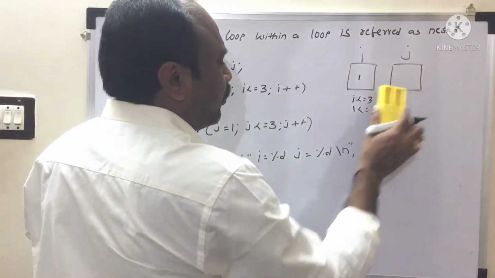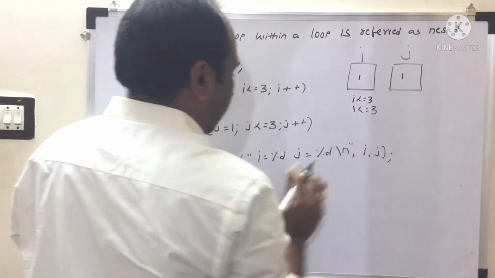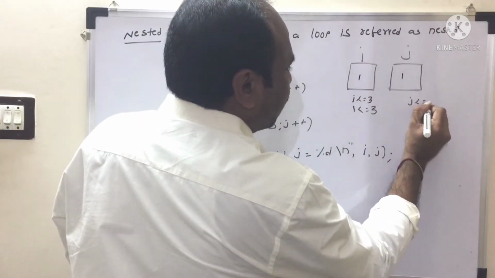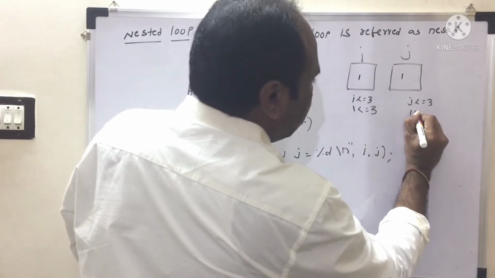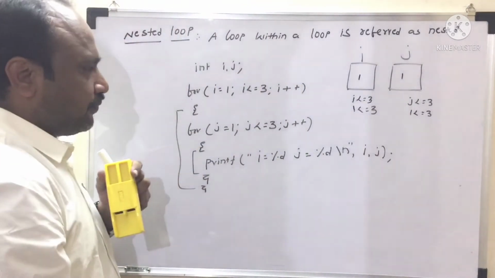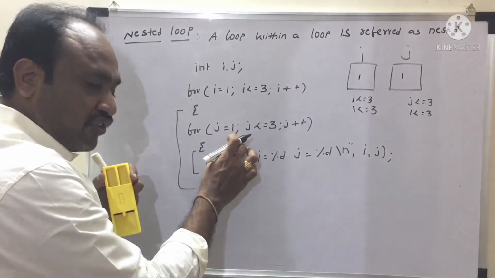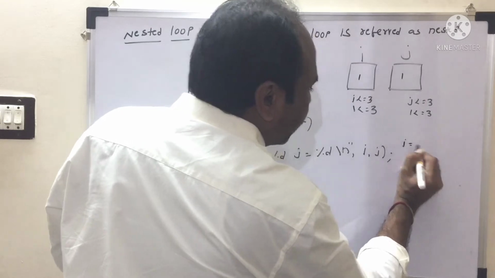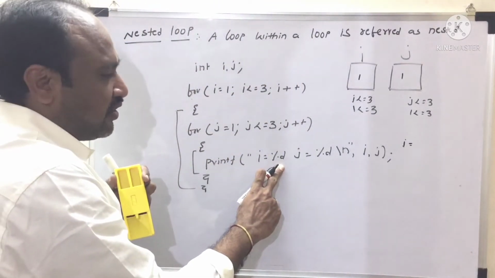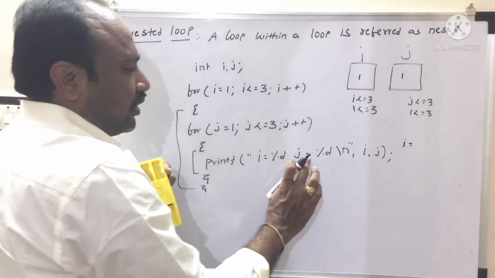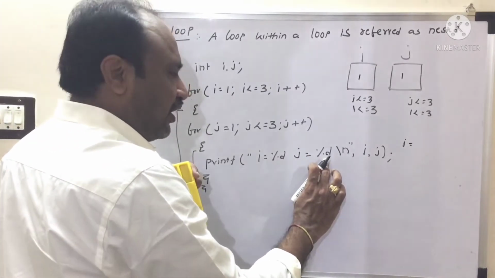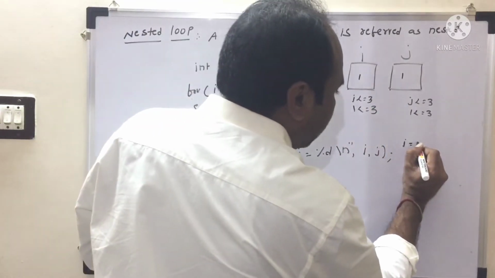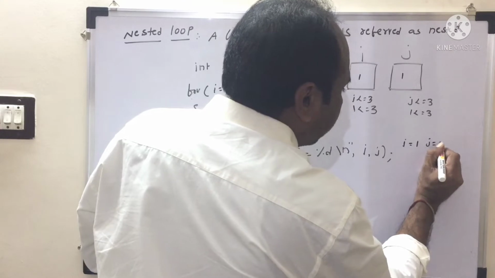Now, j equal to 1. j less than or equal to 3. What is the j value? Substitute j value: 1 less than or equal to 3, condition true. Okay, inner for loop condition true. Come here. printf prints i equal to, %d means an integer has to be printed. j equal to, %d means an integer has to be printed. Comma i comma j. What is the value of i? i equal to 1 printed, j equal to 1 printed.